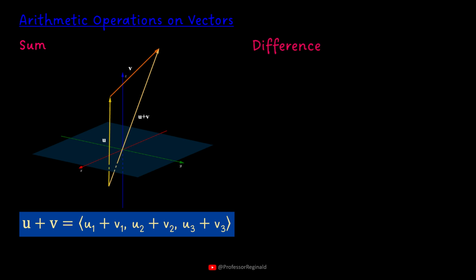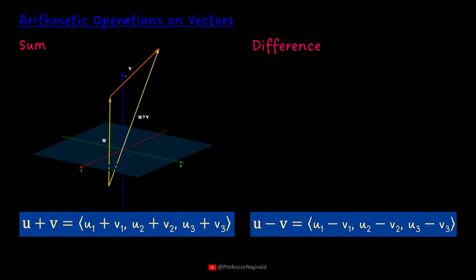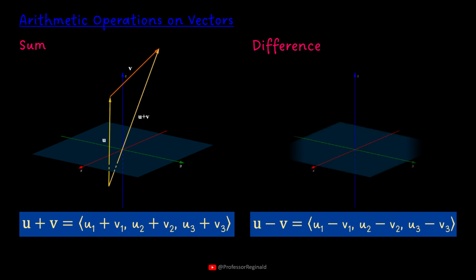Difference. The difference of u and v is equal to the difference of their corresponding components. The difference of two vectors can be illustrated by arranging the two vectors such that their initial points coincide.